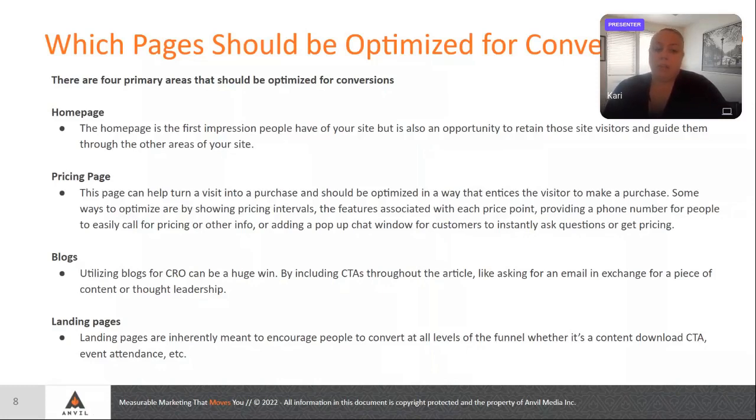And then on the landing pages, typically landing pages are inherently meant to convert people, and they're typically used for very specific things, and usually only in one or two places. And so you want to make sure that it's a very clear call to action, whether it's content download, event attendance, just making sure that that landing page has a very clear direction that you want people to take, so that when they do complete the action on that page, it's very directly related to what the page is about.